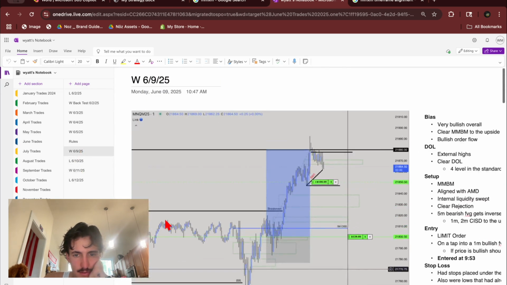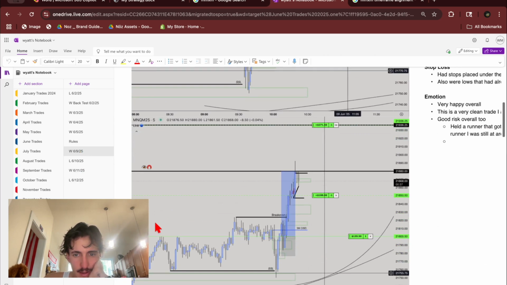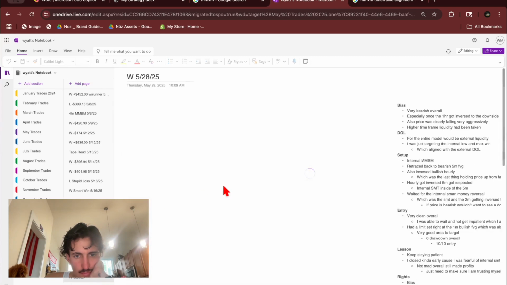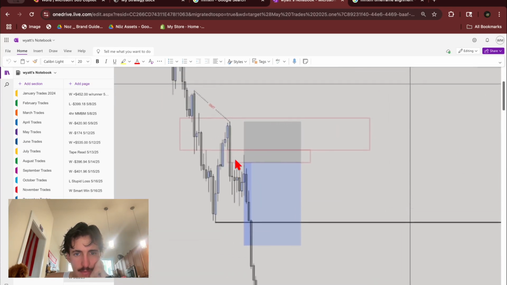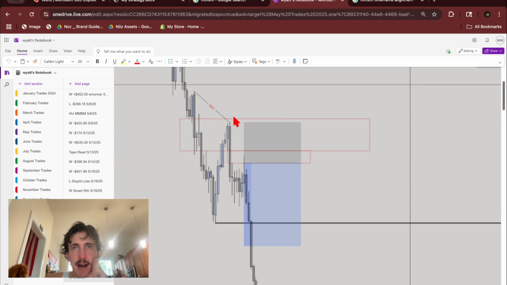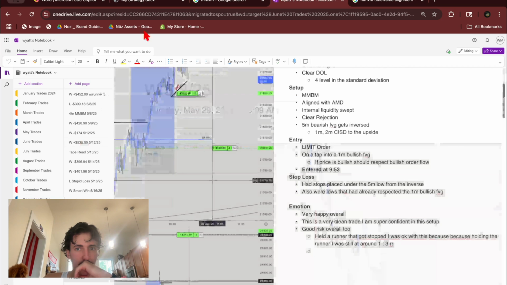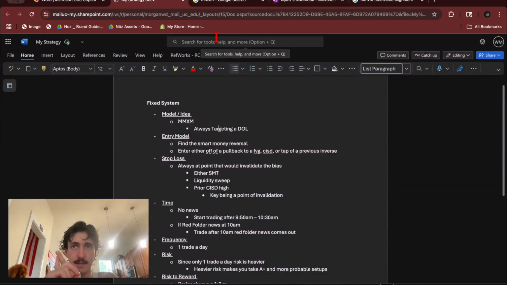I think I probably also have entries off CSIDs. Kind of the same thing here, just the SMT. I want the protected high to get put into place. I want the invalidation point to get put into place. We come down, inverse of balance here, and then continue lower. Very much like that. So that's my entry. It's really just off of CSIDs into the direction I'm trading. Bullish fair value gaps, bearish fair value gaps, inverses. Nothing more than that. I don't trade order blocks. I don't trade breaker blocks. I don't really trade anything like that.